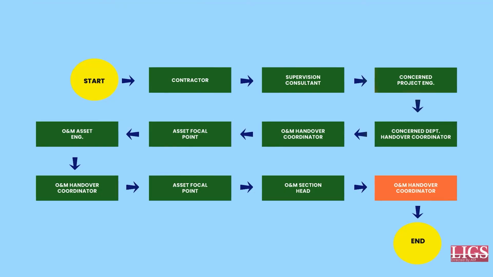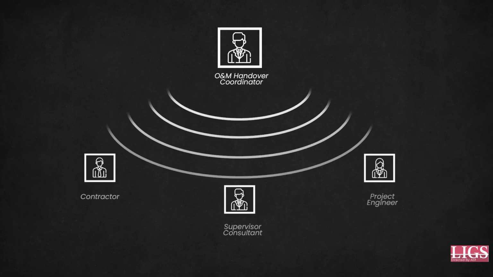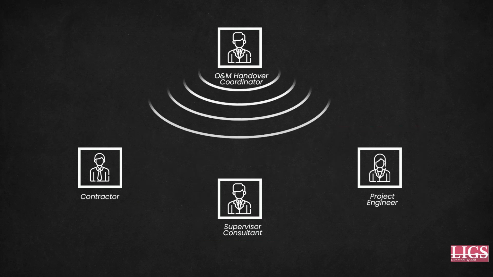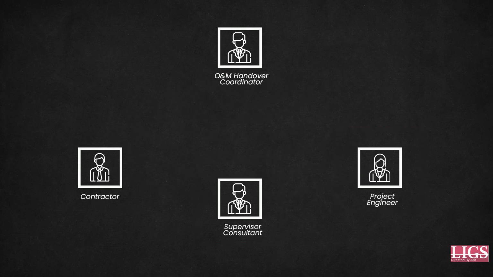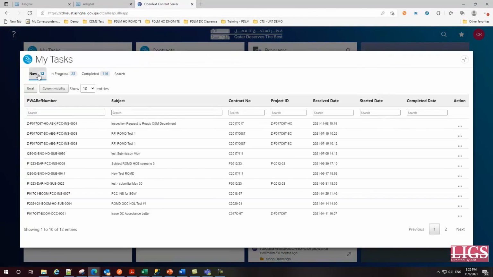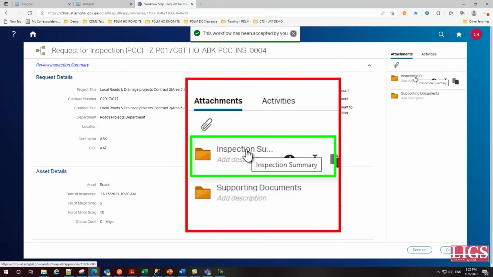We have now arrived at the last and final step of the request. That is, the approved information now lies before the Operation and Maintenance Handover Coordinator. The Operation and Maintenance Handover Coordinator should now inform the requesters, such as the contractor, supervisor consultant, the project engineers, etc. Let us show you how he completes his task. The Operation and Maintenance Handover Coordinator opens his new task, accepts the group task. He should then open and expand the inspection summary report.